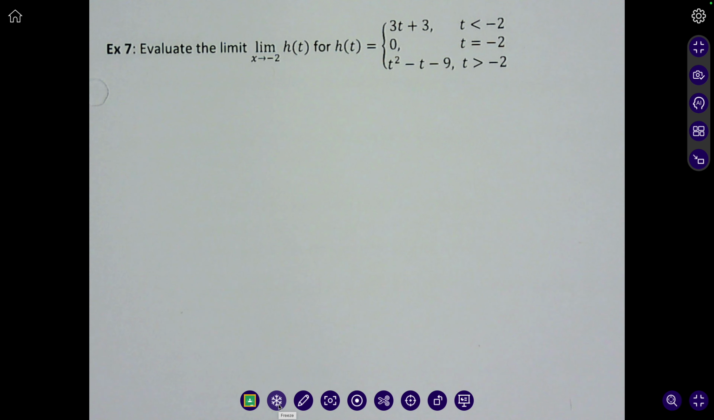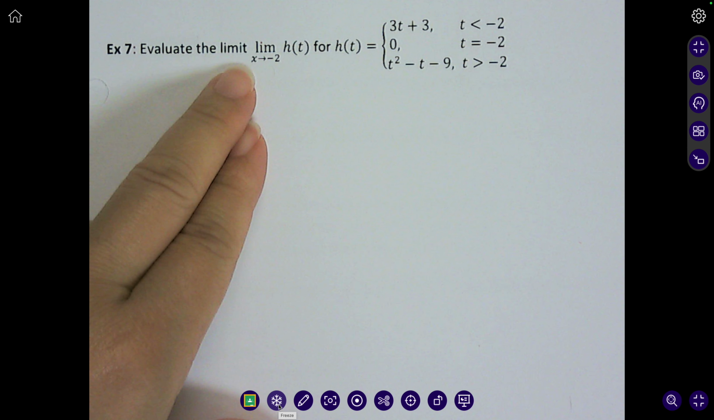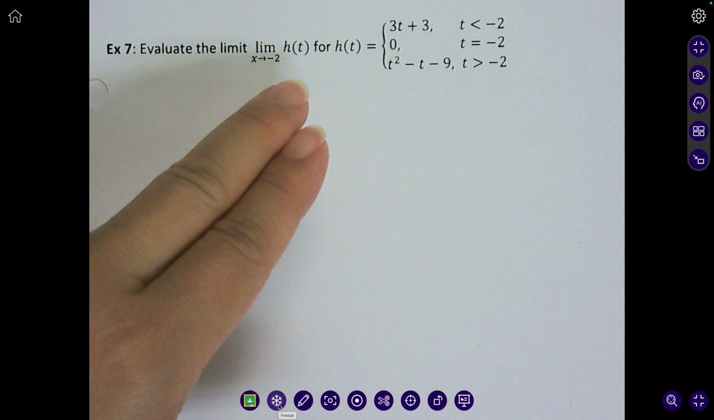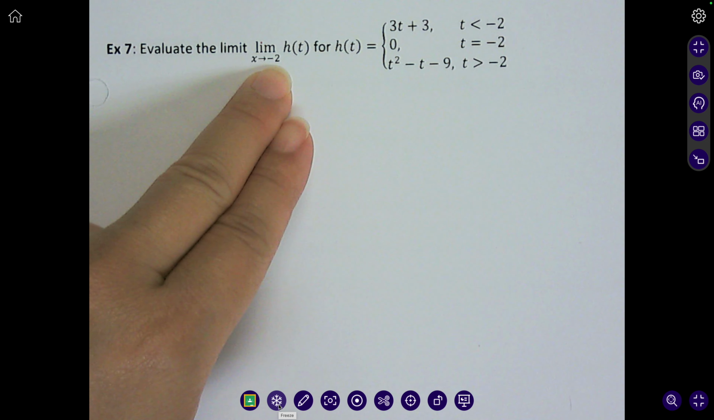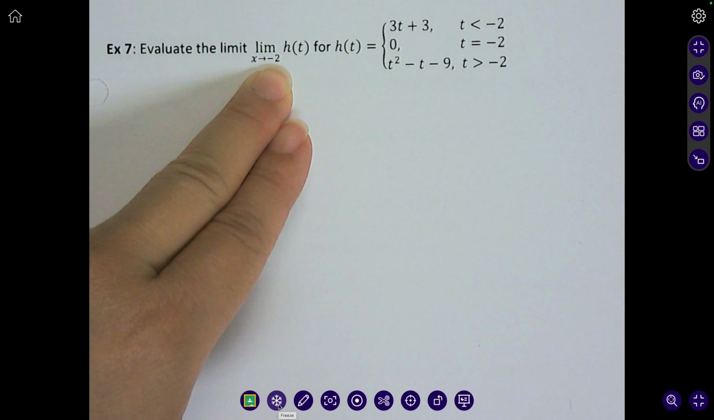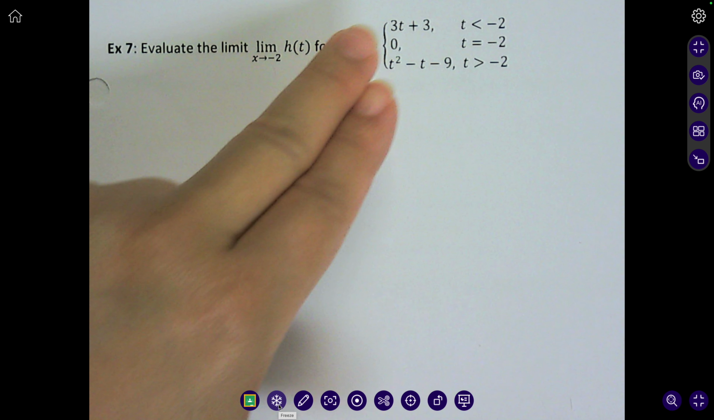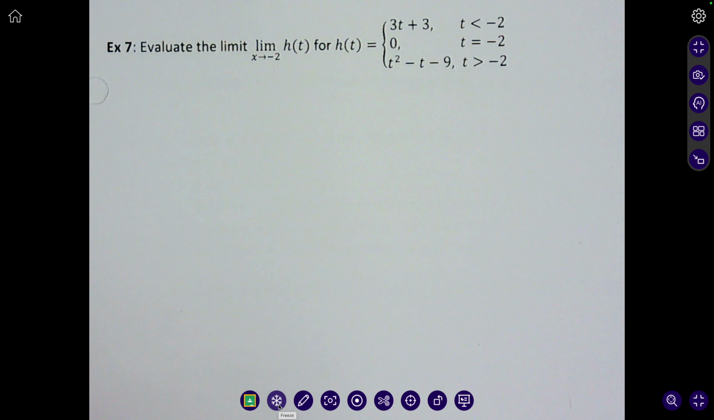All right, let's take a look at example 7. I want to evaluate the limit as x approaches -2 of h of t. So notice, I want x to approach -2. By writing it this way, you want it to approach -2 from both sides. You guys see that? So that means if you have a piecewise function, you need to identify where's the left side of -2 and where's the right side of -2. Do you guys see that?